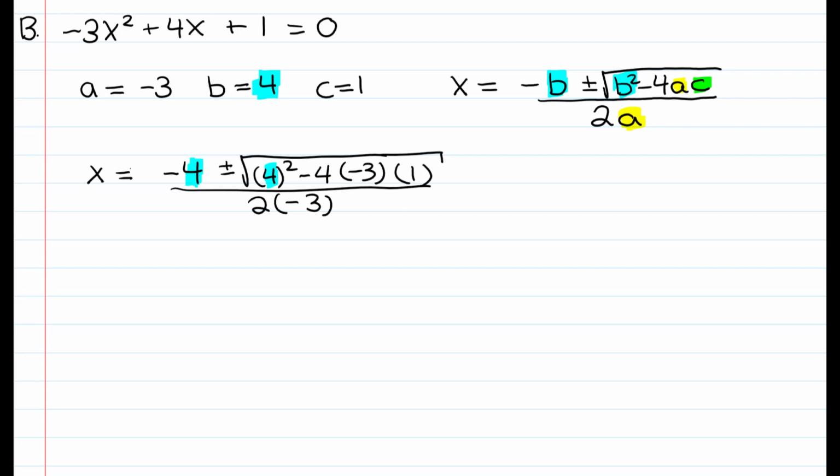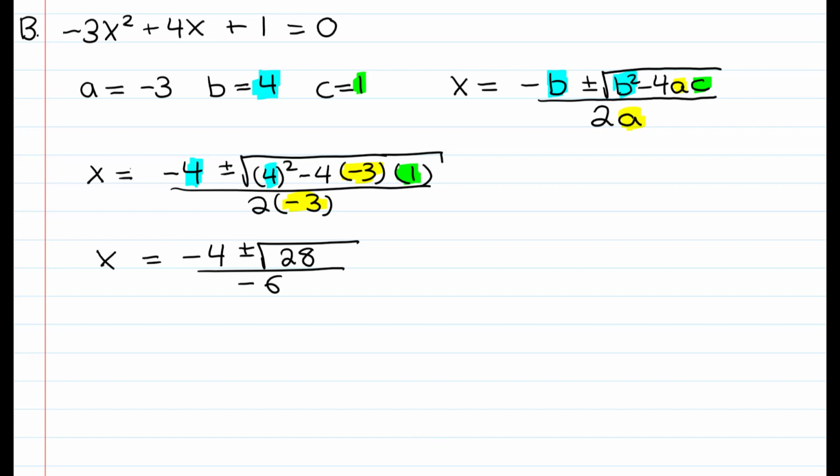Notice that a is -3, so we have negative 3 multiplied in here and negative 3 on the bottom. And c is 1, so that's why we have negative 4 times negative 3 times 1. Now what we have to do is simplify inside that radical first. So we'll go -4 plus or minus, and we'll figure out what has happened inside the radical, and -6 is on the bottom. So plugging this into my calculator, I get 4 squared minus 4 times -3 times 1, and I should get the square root of 28.